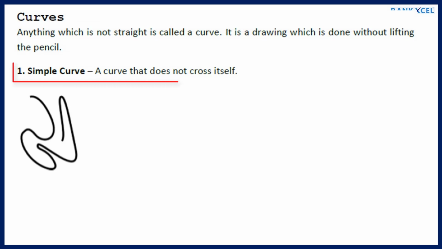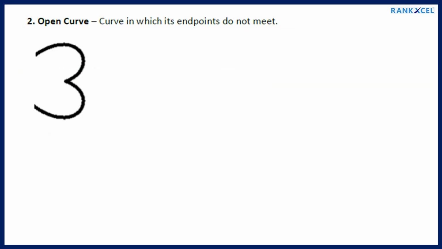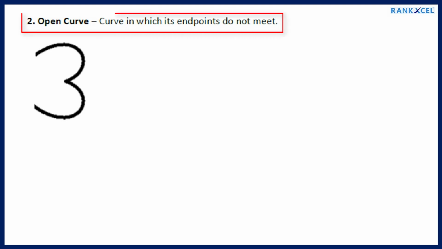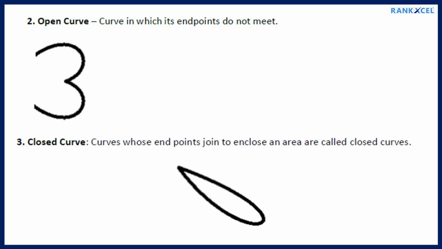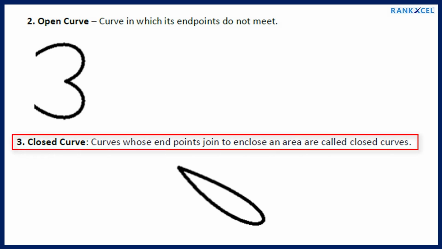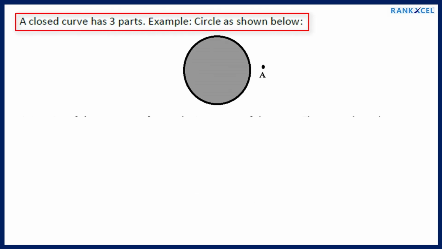1. Simple curve, a curve that does not cross itself. 2. Open curve, a curve in which its endpoints do not meet. 3. Closed curve, curves whose endpoints join to enclose an area are called closed curves. A closed curve has three parts. Example, circle as shown below.